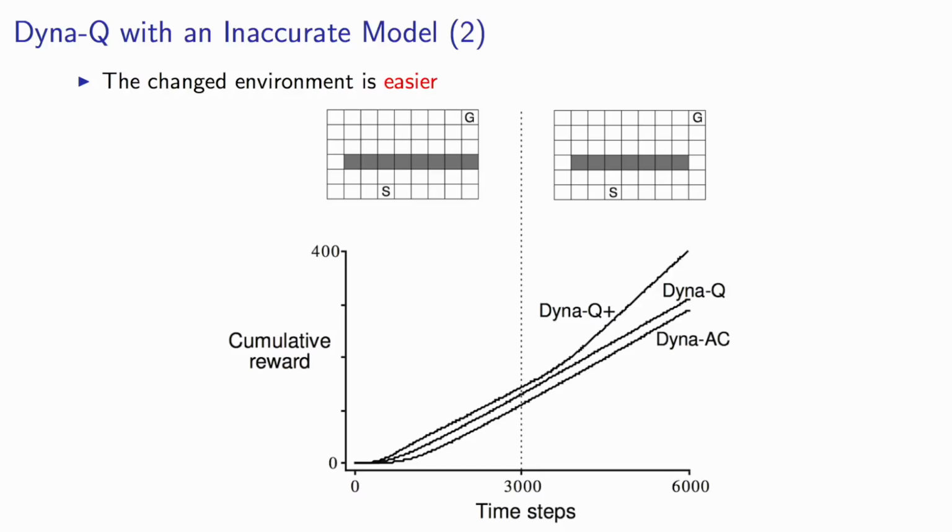Now the normal Dyna-Q agent doesn't actually see that. You can see that when we change that at time step 3000, the line continues to go up at the same gradient, which means that the agent still is taking the long way around to the goal, which is kind of fine, but it's not perfect.